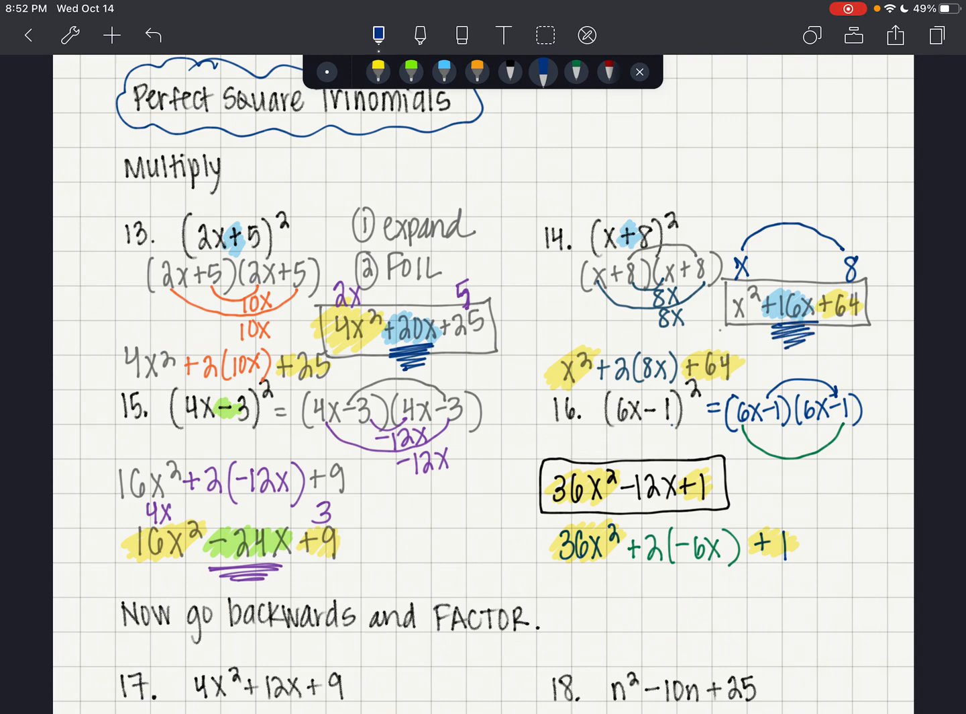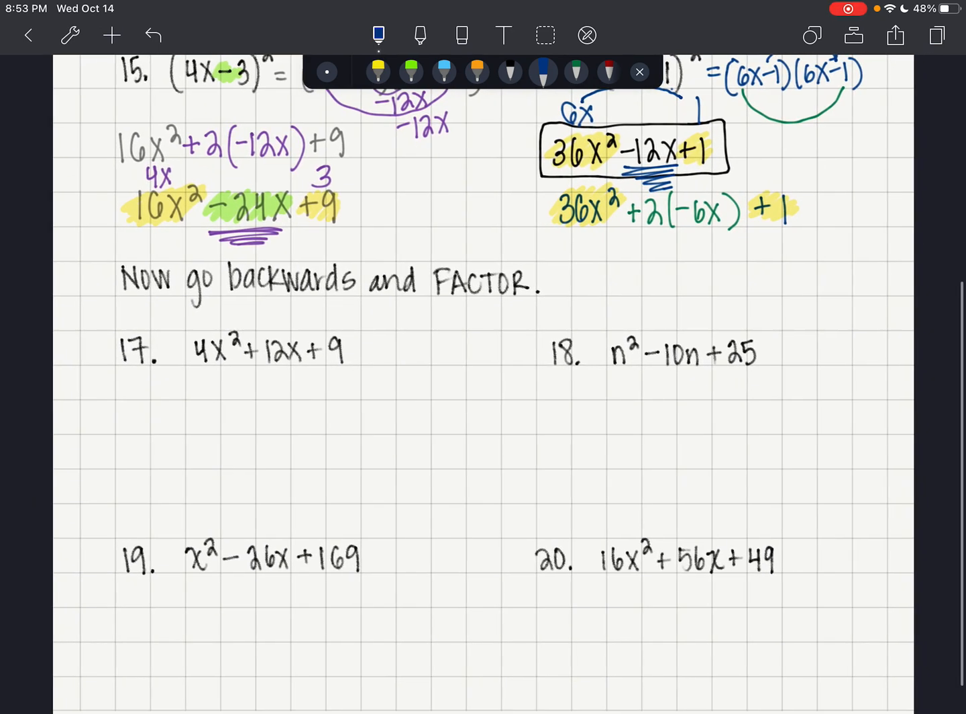Okay, let's look at this last one, number 16. 36x squared is a perfect square from 6x. 1 is a perfect square of 1. What's 6x? 6x times 1. What's 6x times 1 twice? 12x. Absolutely.